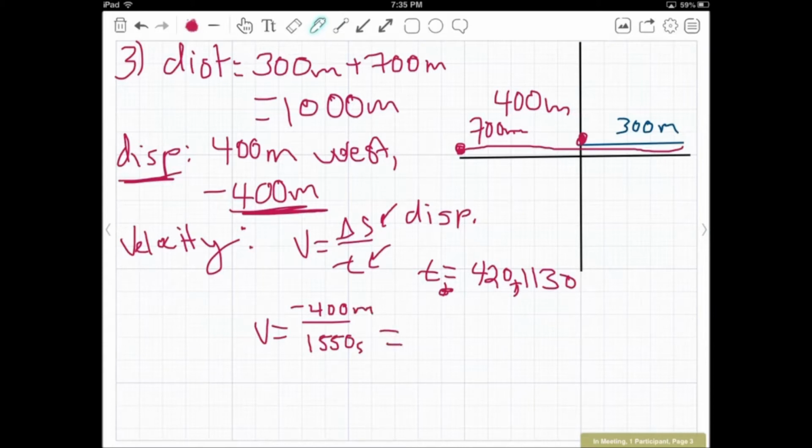So when I divide through here, I get an answer of negative 0.26. I think it's 0.264 or something like that. I don't remember. Or 0.25 something. Whatever. This is close enough. Remember dead baby rule.